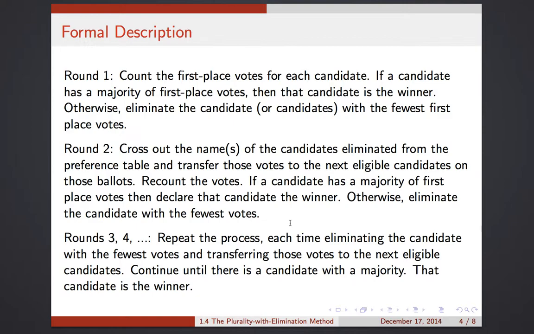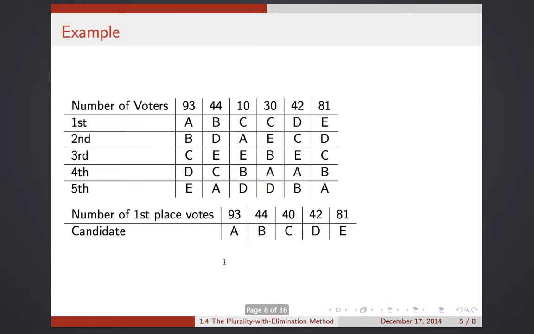If a candidate has a majority of first place votes now, then declare that person the winner. Otherwise, do what you just did. Eliminate the candidate with the fewest first place votes. And then just keep doing this until somebody has a majority of first place votes. That person is now the winner. Again, this is just capturing what it would be like to do a series of runoff elections in which you one at a time eliminate the person with the fewest first place votes.